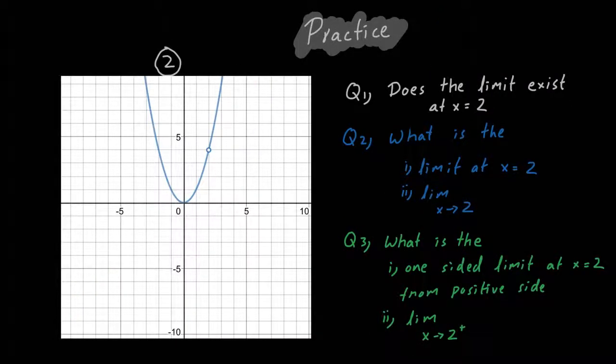I will quickly go over the other practice questions. Does the limit exist at x is equal to 2? Yes, it does exist and it is approaching 4. What is the one-sided limit at x is equal to 2 from the positive side? We can see that it is 4.